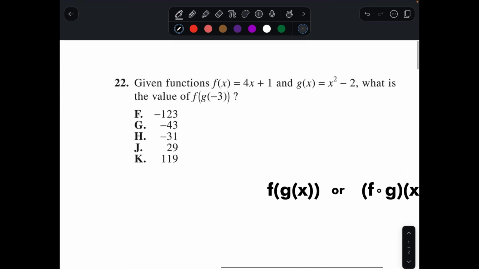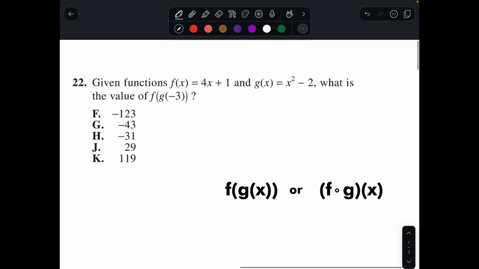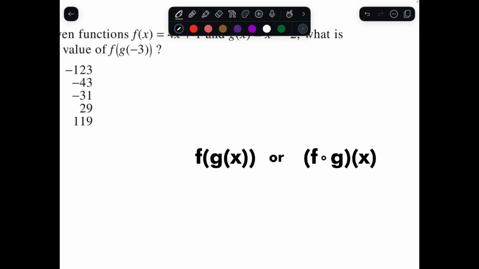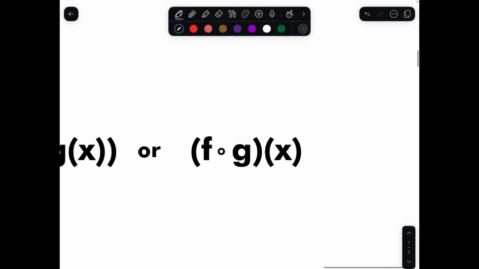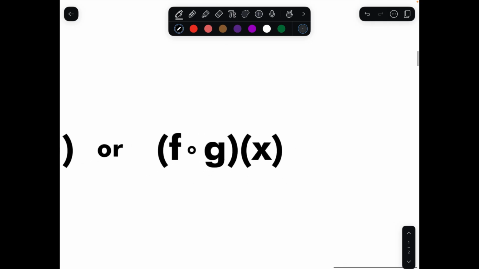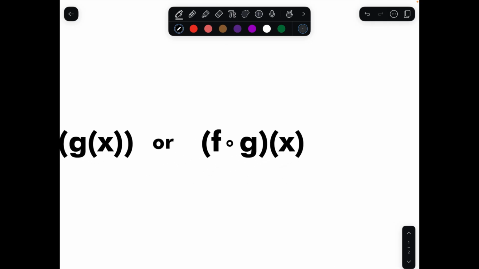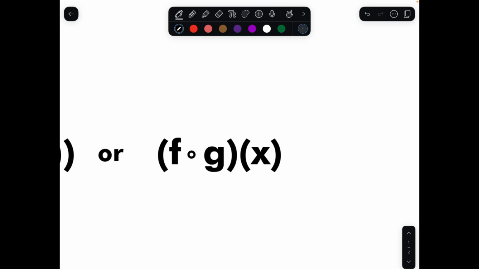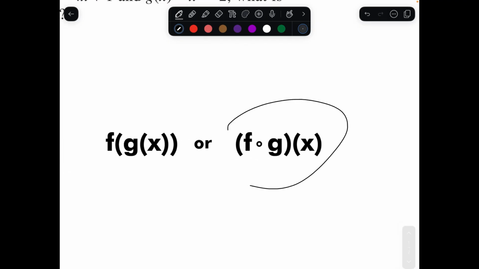Now let's move on to question 22. Question 22 says, given functions f of x equals 4x plus 1 and g of x equals x squared minus 2, what is the value of f of g of negative 3? Before we jump into this problem, I want you guys to notice another way this could be rewritten. This is a notation a lot of people aren't familiar with. This notation is the exact same thing as this.